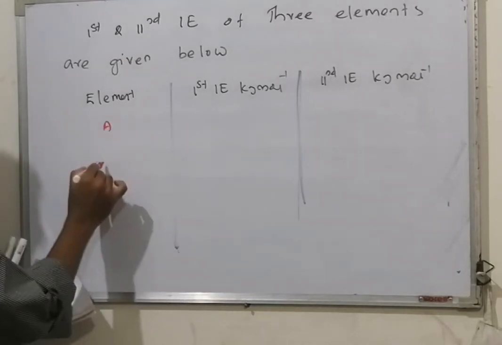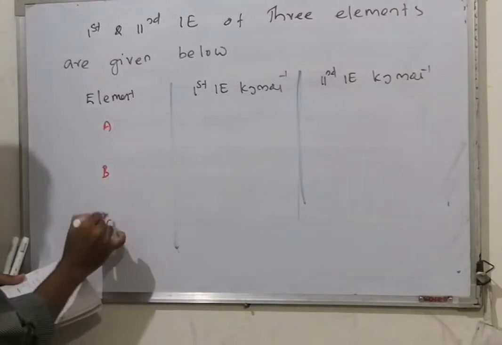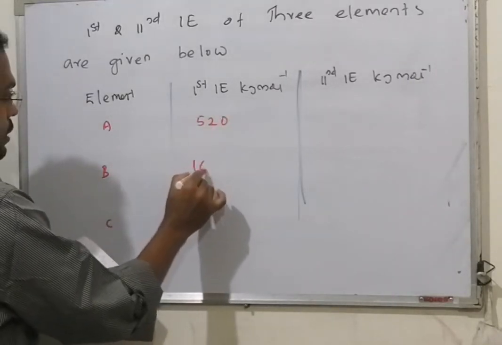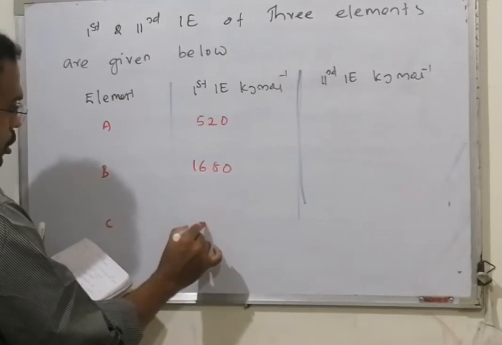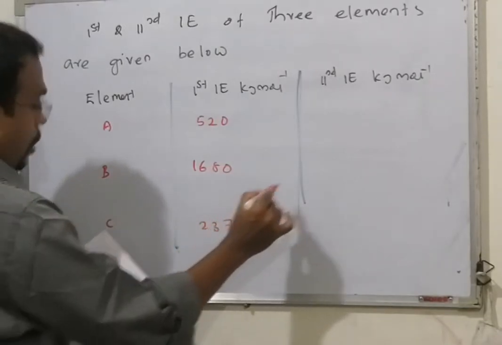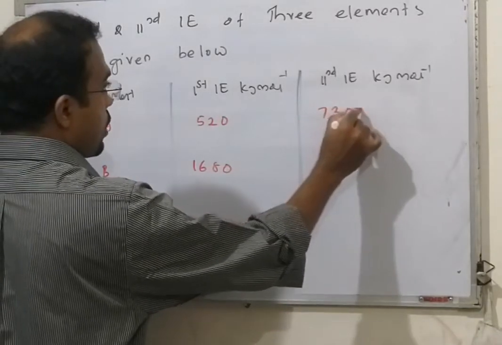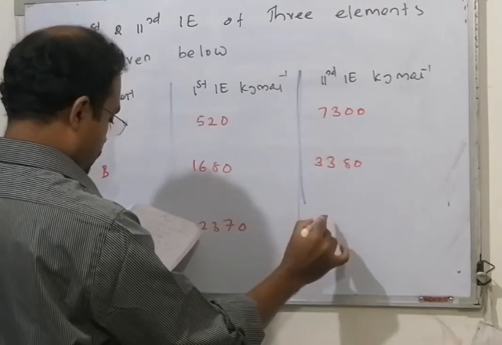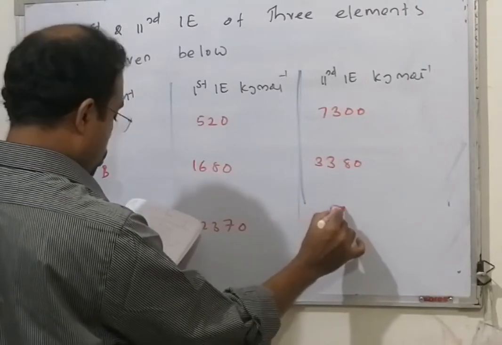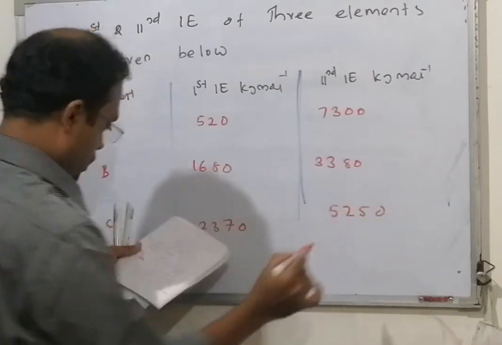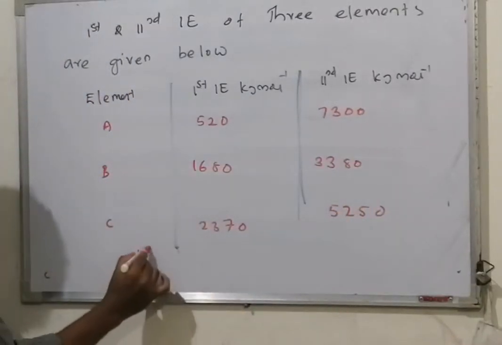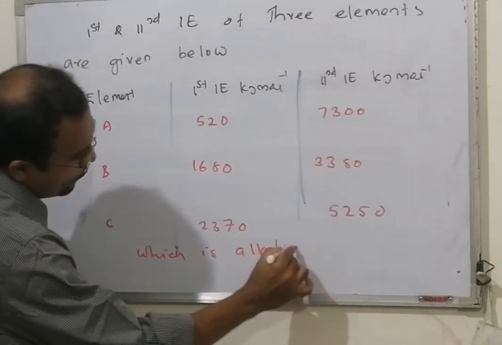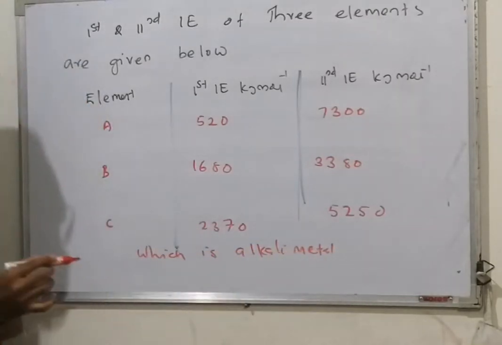A, B, C. 520, 1680, 2370, 7300, 3380, 5250. Which is alkali metal? Very cunning, simple question.